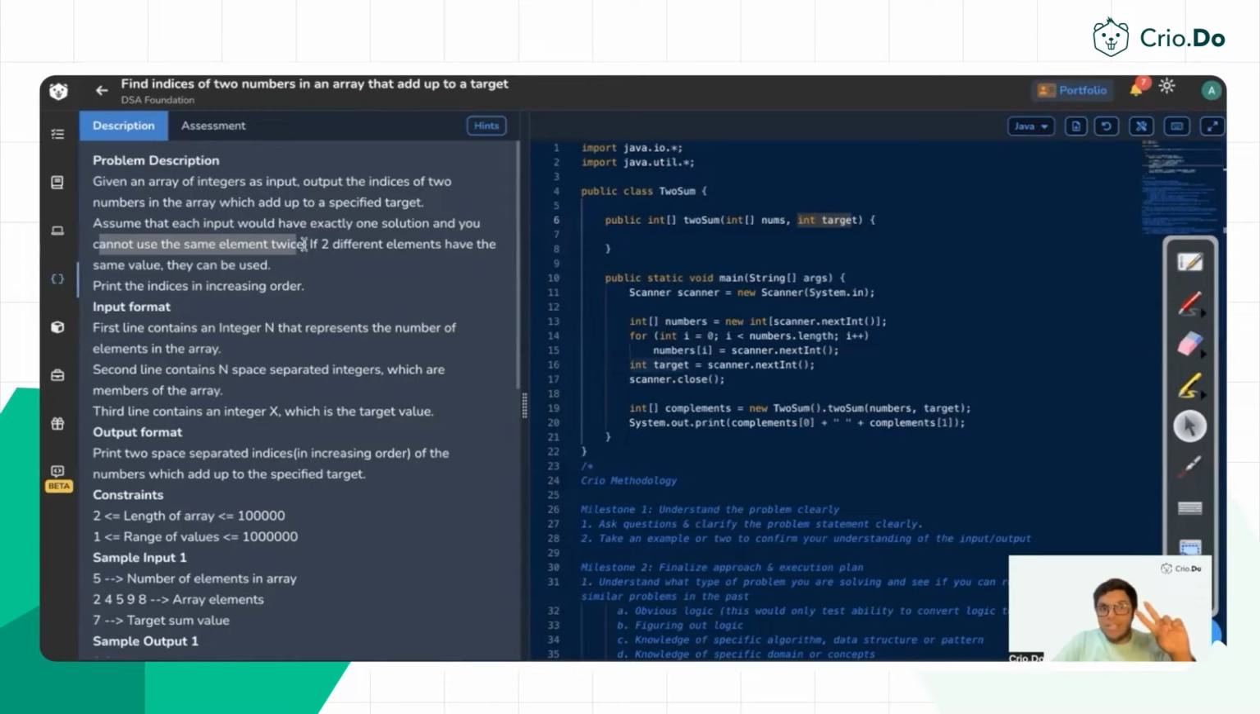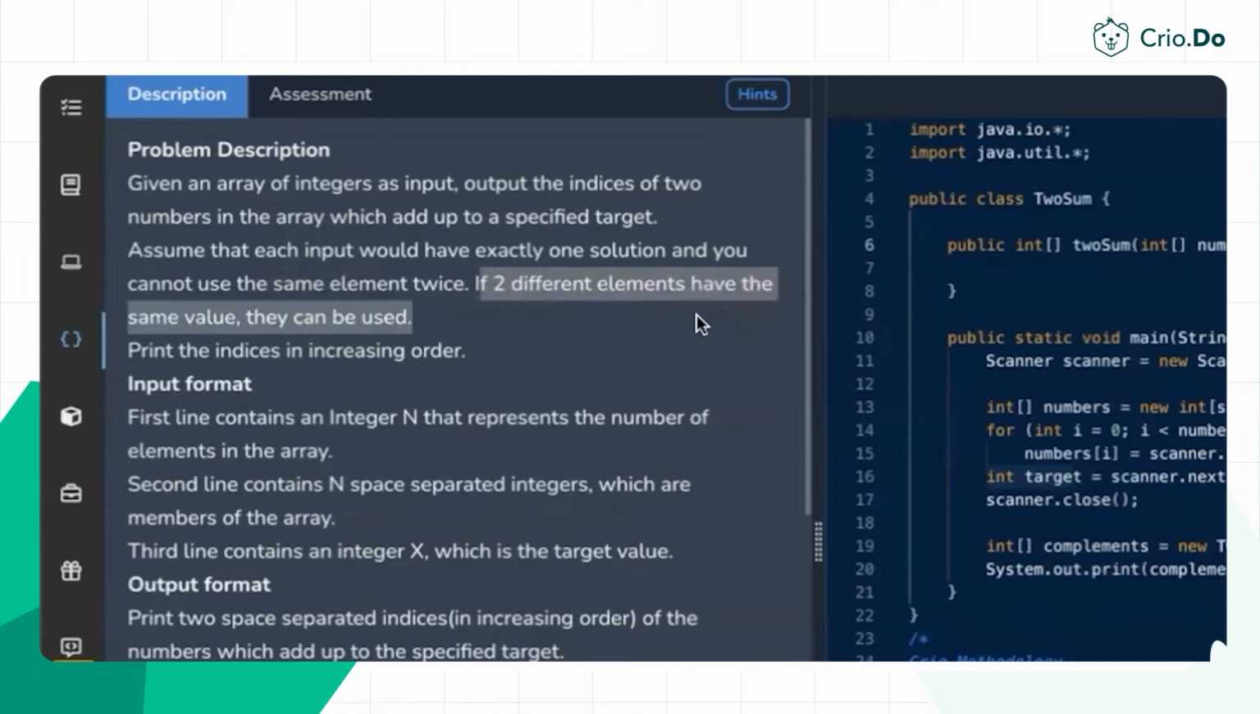But the second assumption is you cannot take the same element twice. Same element means the element with the same index twice. You cannot take the first element as well as the second element with the same index. The two elements should have different indices. So this is also an assumption which we have to make in the question. It is specifically mentioned: if two different elements have the same value, they can be used.